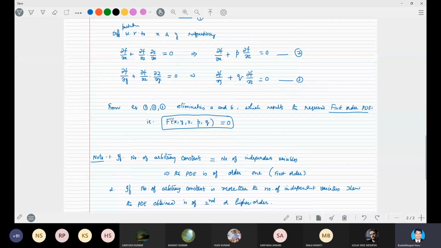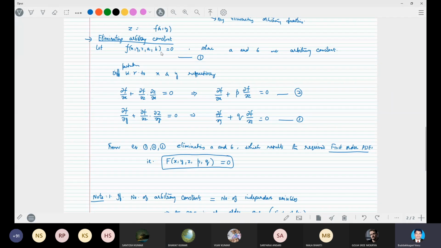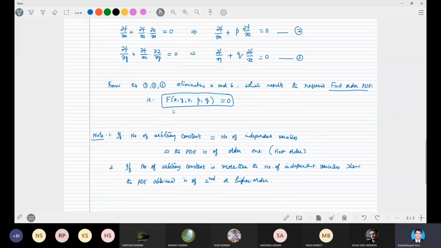Yes, sir. This is the given equation in which 2 arbitrary constants are there and 2 independent variables, x and y. The number of arbitrary constants is equal to the number of independent variables, then the resultant PDE is of first order. Maybe 5 arbitrary constants are involved and 5 independent variables appear in the given equation, then the resultant PDE is of first order, right?